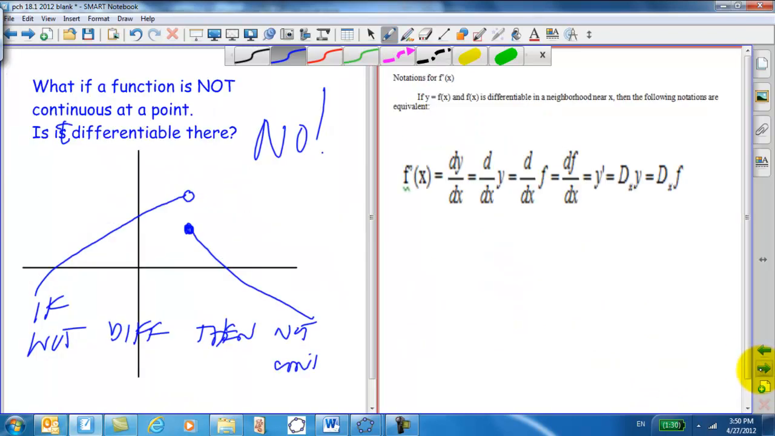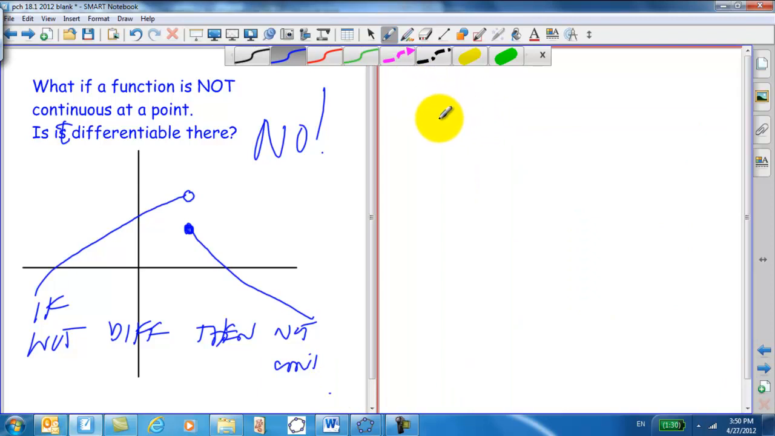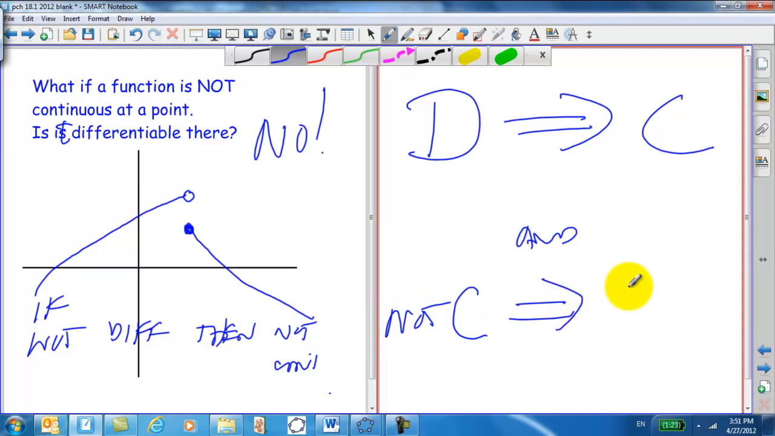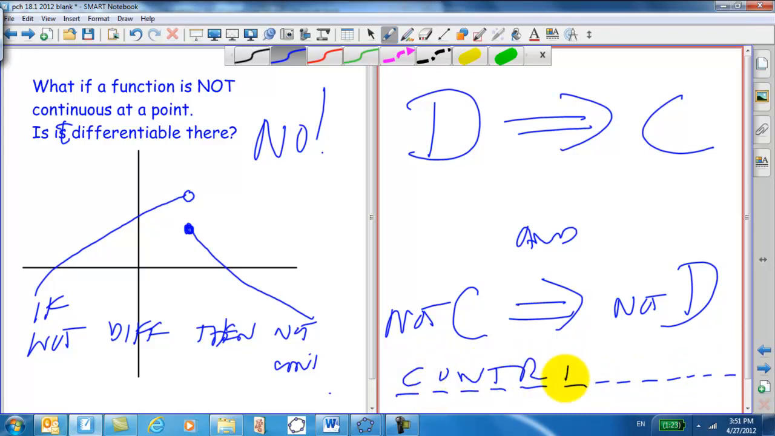And this follows from some of the things you studied in geometry. Remember that in geometry last year? The implications. Differentiability implies continuity. And if it's not continuous, it's not differentiable. Remember those from logic? The contrapositive.